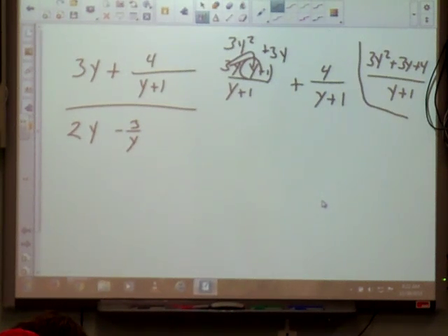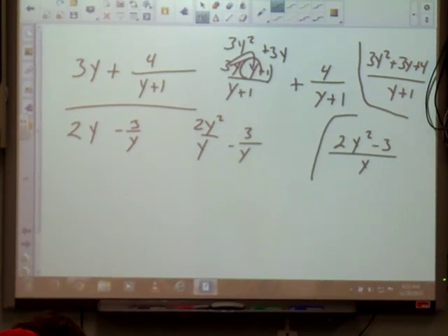All right. What about the denominator down here? 2y minus 3 over y. So let's set that up. What did I have to multiply 2y by? So that's going to make it 2y squared. What did I have to multiply the 3 by? Nothing. So this one will be 2y squared minus 3 over y. Okay, so there's your new denominator.